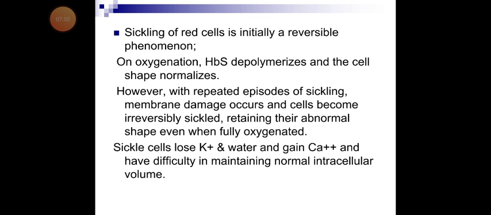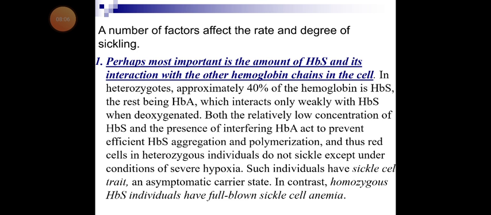Sickling of red cells is initially a reversible phenomenon. On oxygenation, HBS depolymerizes and the cell shape normalizes. However, with repeated episodes of sickling, membrane damage occurs and the cell becomes irreversibly sickled. Sickle cells lose potassium and water, gain calcium, and have difficulty maintaining normal intracellular balance.